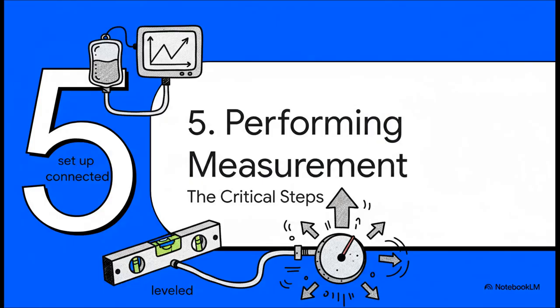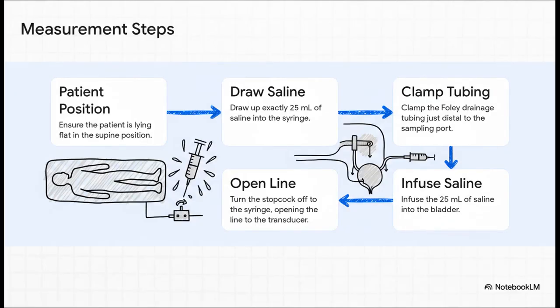Okay, the system is all set up, it's connected, and it's leveled. It is now time for the main event, actually getting that pressure reading. First, make sure your patient is lying flat. Now, draw up exactly 25 milliliters of saline. Next, clamp the Foley tubing after your connection port. You want to make sure that saline goes into the bladder, not the drainage bag. Now, infuse that 25 milliliters, and as soon as it's in, turn the stopcock off to your syringe. That opens up the line straight from the bladder to your transducer.